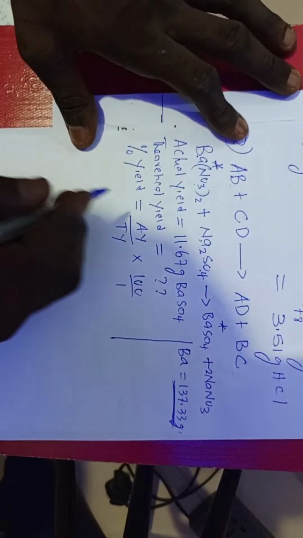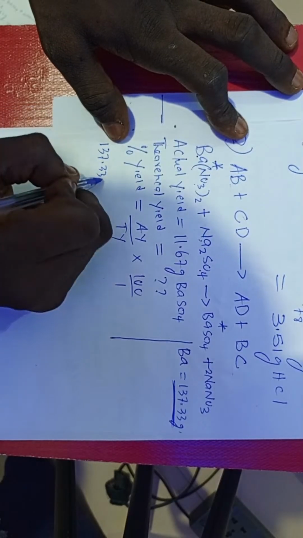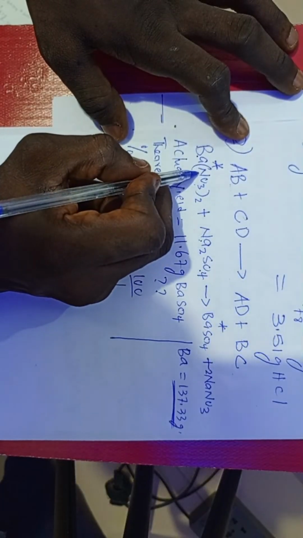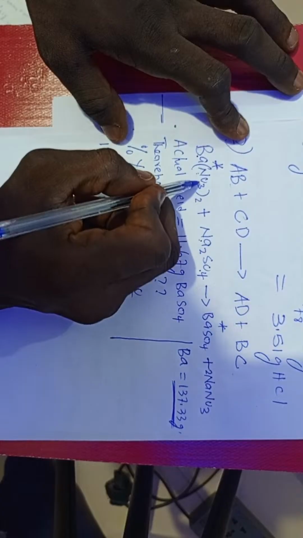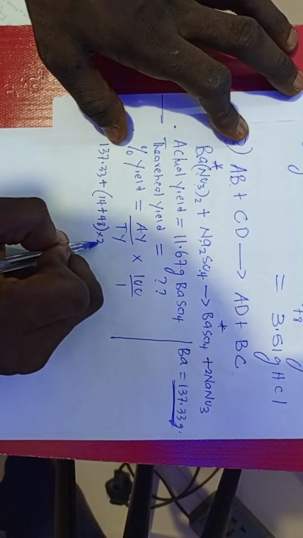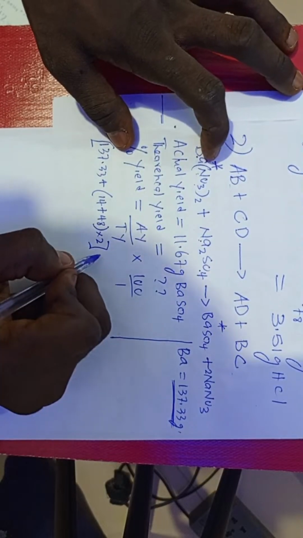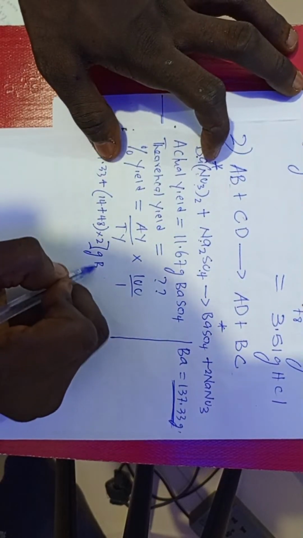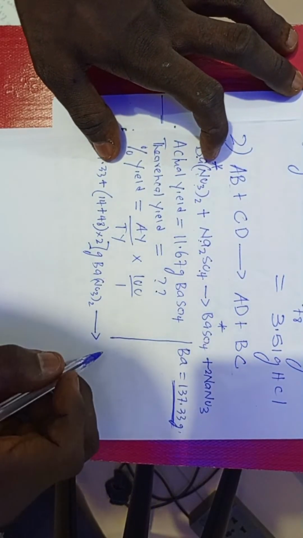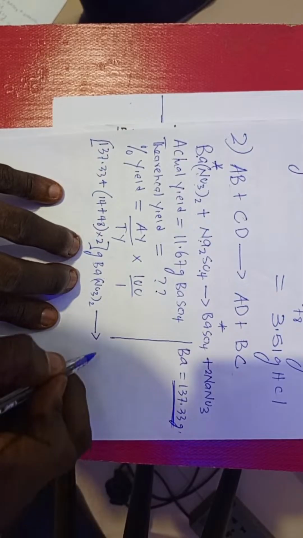So let's do that together. So I have 137.33 plus, I'm opening a bracket. Nitrogen is 14, so I have 14 plus O is 16 multiplied by 3. That gives me 48. I'm multiplying by 2. All right, so that's the total mass here of barium nitrate in grams, BaNO3 bracket 2. So this gives me what mass on the product side. What is the molecular weight for barium sulfate? Let's check it out.